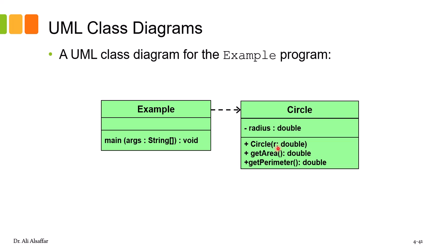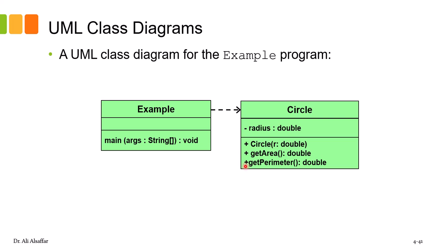And this constructor has one input parameter. Remember how you define data: you put the name, R, you put a colon, and then you put the data type. It's not like Java, where you write double space R. Next, plus get area. Plus means public. Get area is the name of the method. And see here we have empty brackets, which means it does not need any input parameter. Colon double means this method returns a double value.